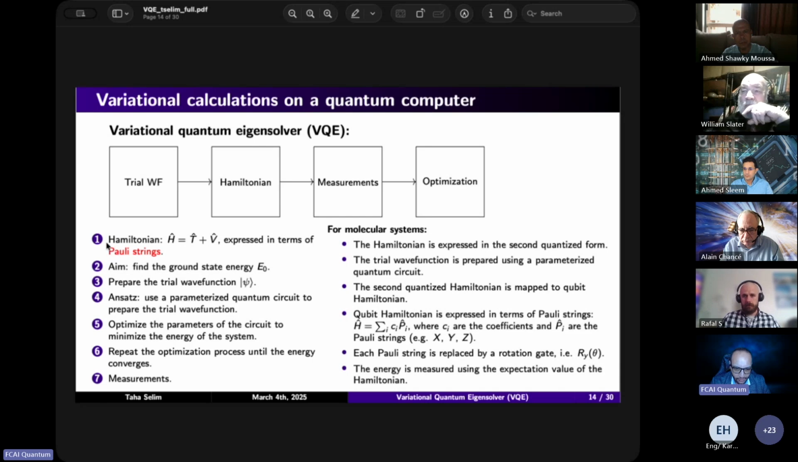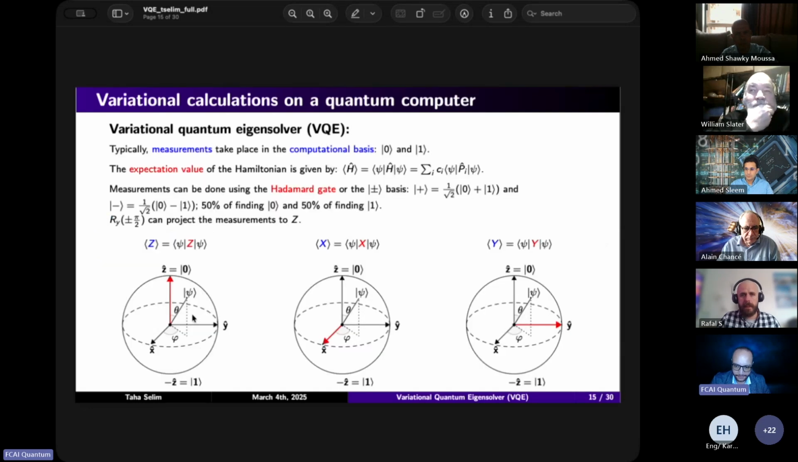So now if we go back here, we need to have our own Hamiltonian expressed in terms of Pauli strings, and our aim is to find the ground state. So we need to prepare the trial wave function. We make some sort of initial guess for the parameters, and we construct what we call an ansatz. The ansatz is just a parameterized quantum circuit to prepare the trial wave function. So we make this, and then we optimize the parameters of the circuit. And then every time we make a measurement to see: do we get the lowest energy or not? So how this is, for example, done, I'm switching now to the second screen.